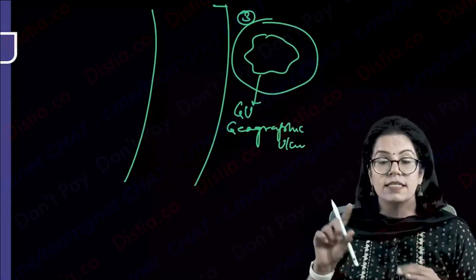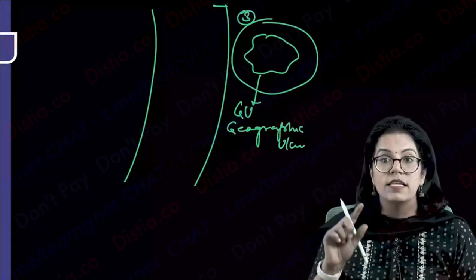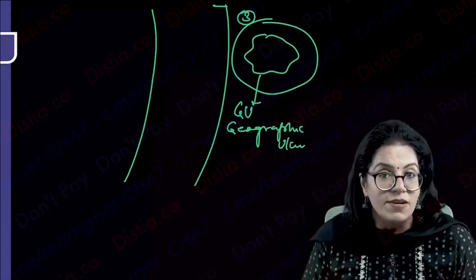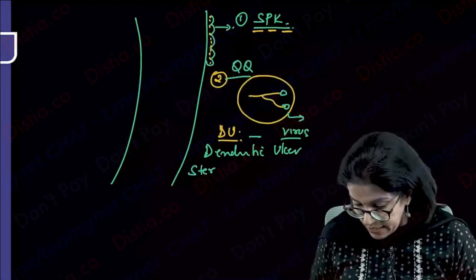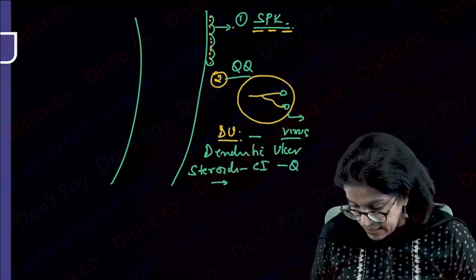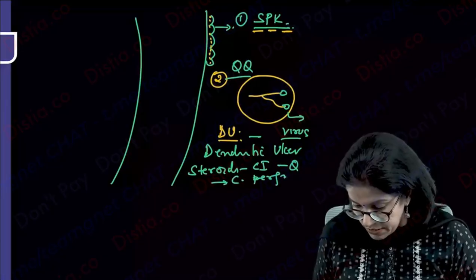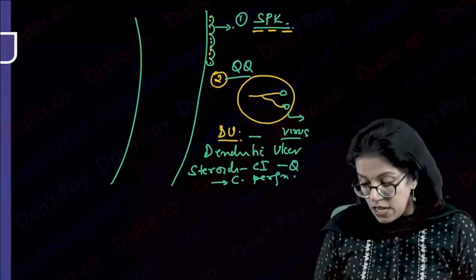Otherwise, any dendritic ulcer can lead to perforation of the cornea. So steroids are contraindicated in dendritic ulcer. Very important question. Otherwise, it can lead to corneal perforation. Please remember that. Got it?